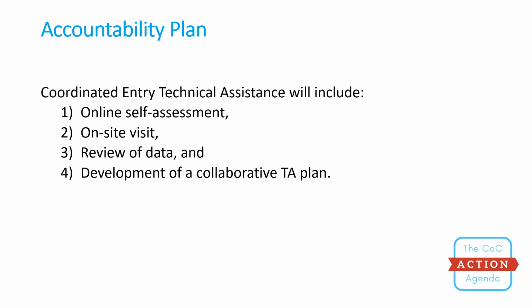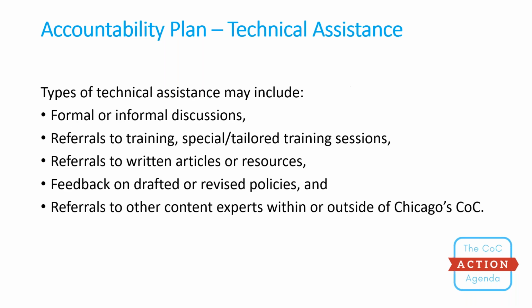But we're really looking forward to starting this process and really learning from each other and finding where there are other pieces that we can hold each other accountable and inform this overall accountability plan. So types of the technical assistance that this may include is formal or informal discussions, referrals to training or special or tailored training sessions for your staff, referrals to written articles or resources.